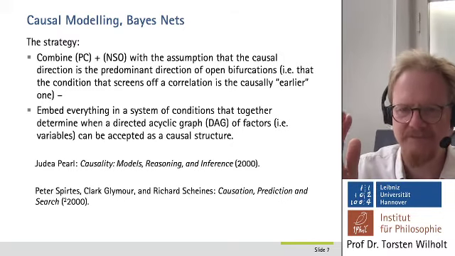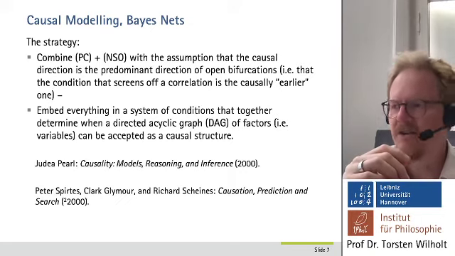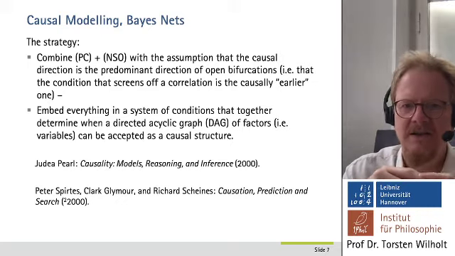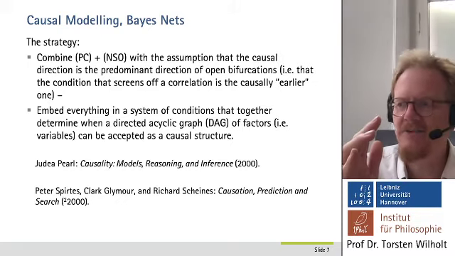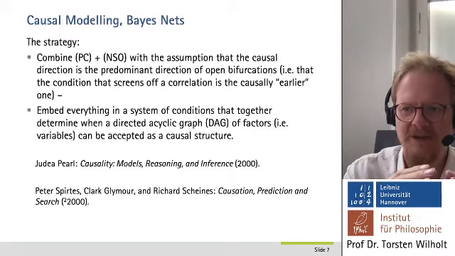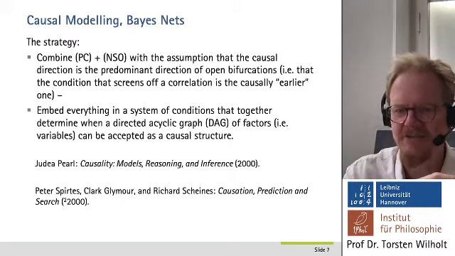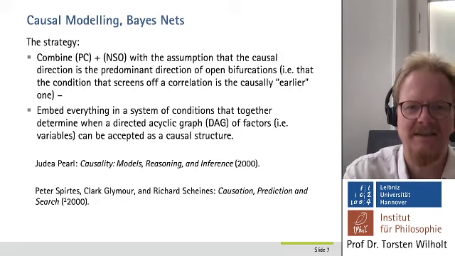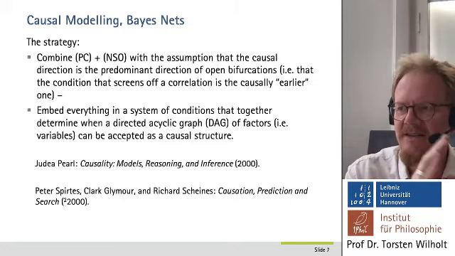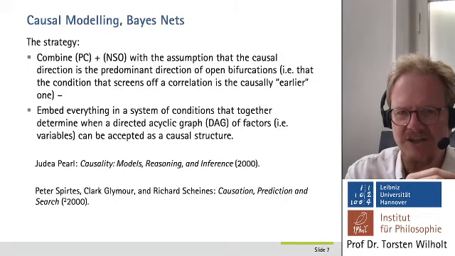So you take a data set, a set of variables, and there are lots and lots of correlations between these data, and then you could, in principle, draw all kinds of graphs over the variables. I'm going to explain in a moment what these are. And then you say, okay, let's define a set of nice conditions that sorts out those graphs that represent acceptable causal structures from the others that cannot be interpreted as causal structures. And which are these? Well, we use these ideas here. Correlation, no screening off. Direction is the predominant the open bifurcations indicate the direction of causality.